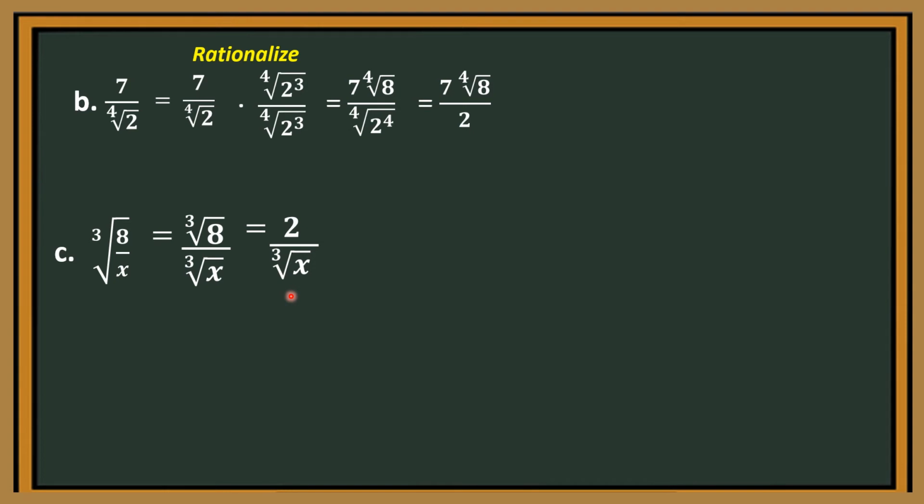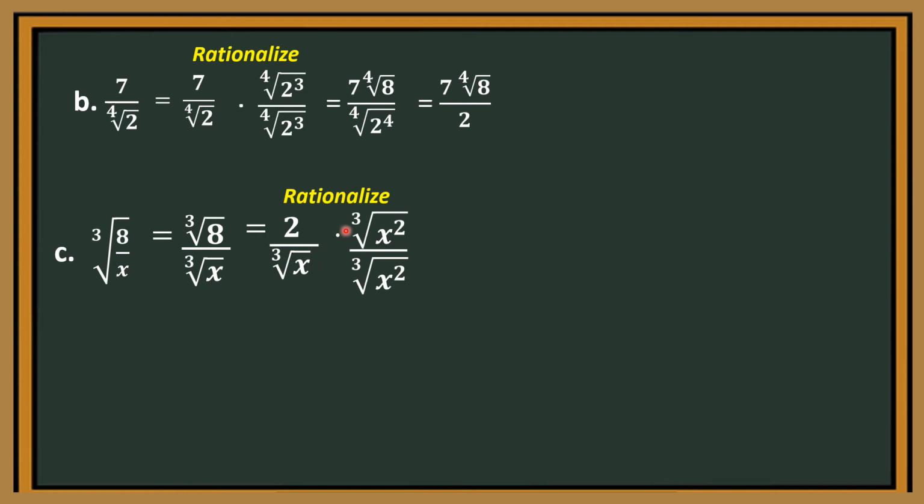And then, since ang denominator natin dito is radical, rationalize it by multiplying the numerator and denominator by the cube root of x raised to the second power. Why second power? Just look at the exponent of x. The exponent of x here is 1. And the index is 3. Subtract the index and the exponent. The answer is 2. That is why we have here x raised to the second power. So kung ano sa numerator, the same din sa denominator.